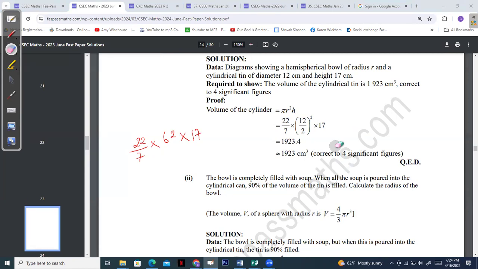No, no, no. If you were to type this in your calculator, how would you type this in? You should know that this means 22 divided by 7. This just means 22 divided by 7 times 6 square. And 6 square is really what? 36 times 17. If you get the answer when you type it in, say got it.